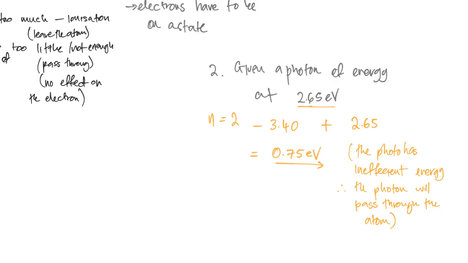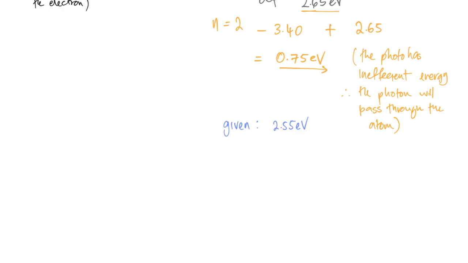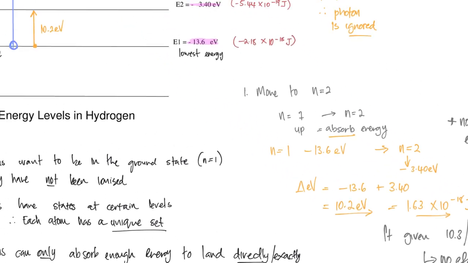In the same instance, let's say what was given to you was 2.55 electron volts. So now you're sitting on n=2, and negative 3.40 plus 2.55 electron volts, and you can see the math there. I'm going to get 0.85 electron volts. So now I've got to take this value and see where my photon is going, where my electron is going.